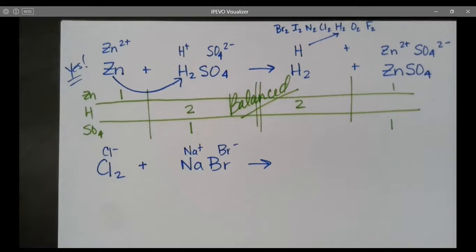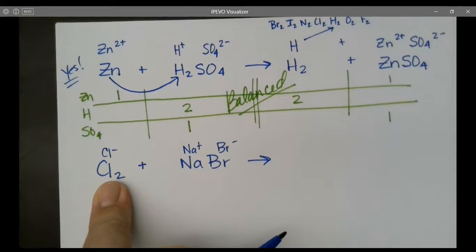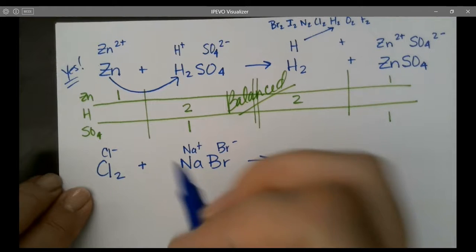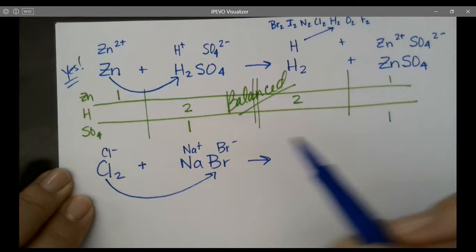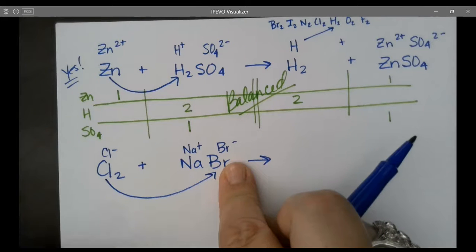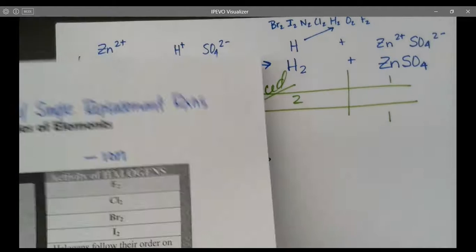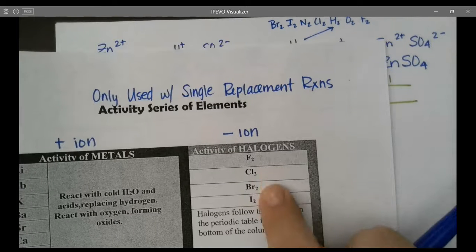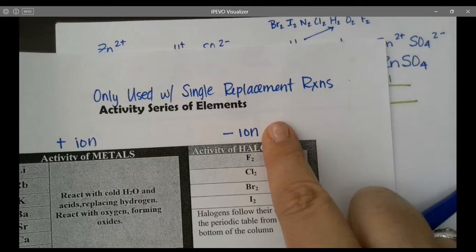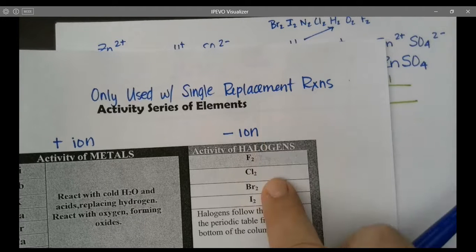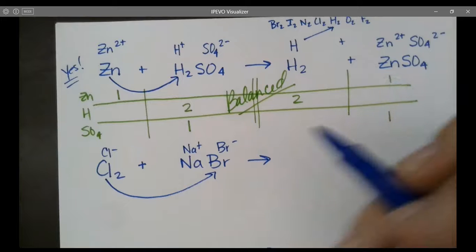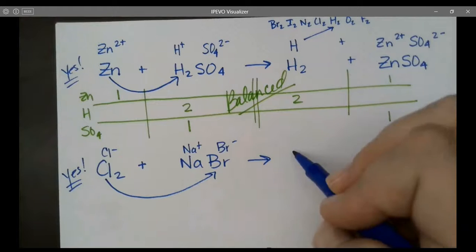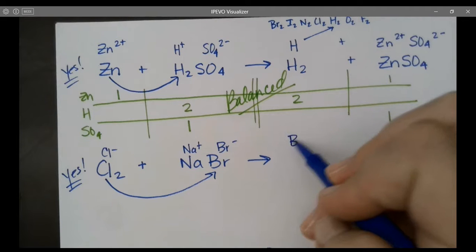Okay, and now it makes it easier for me to determine who this single element wants to replace. Well, this single element is a negative, so it's going to want to replace this negative. Okay, so now I have to look on my activity series to see if it can happen. Is chlorine above bromine? And chlorine is above bromine, right? I'm on my negative ion chart. Chlorine is higher than Br, so this will happen.